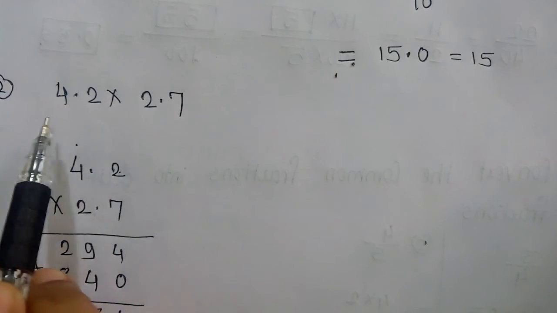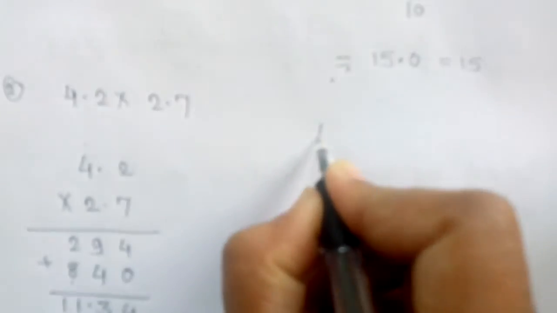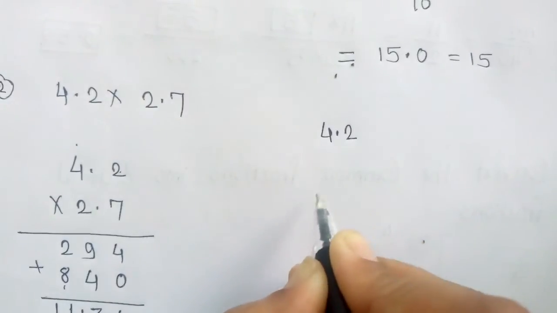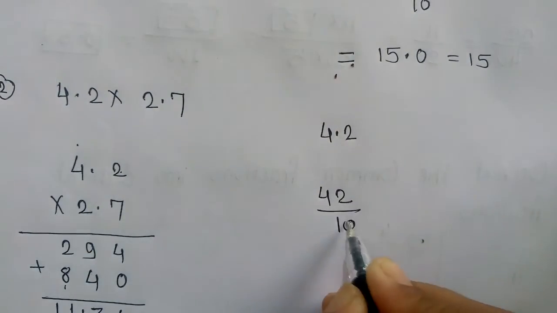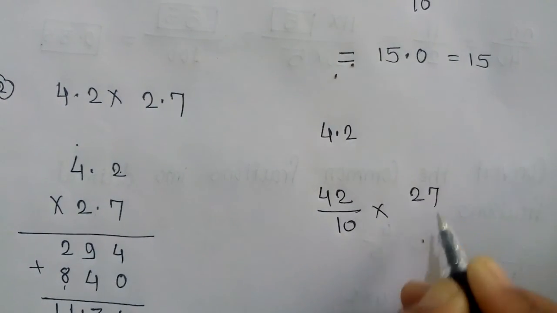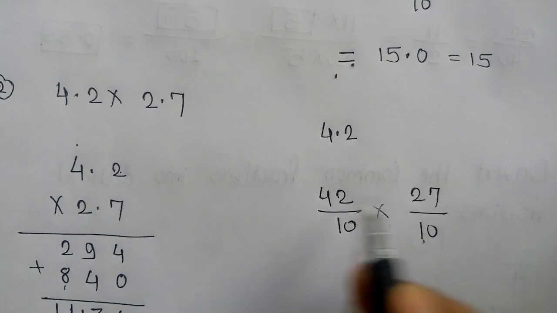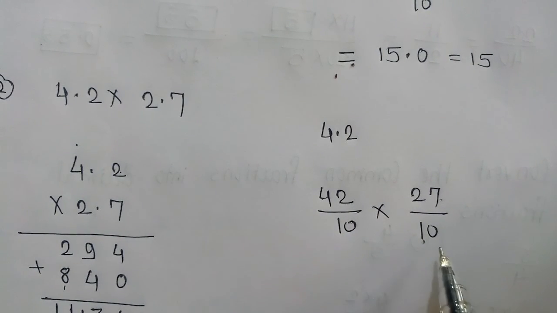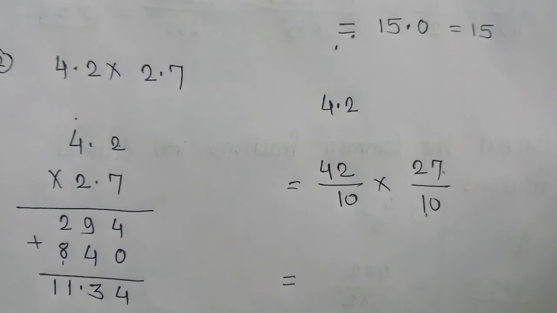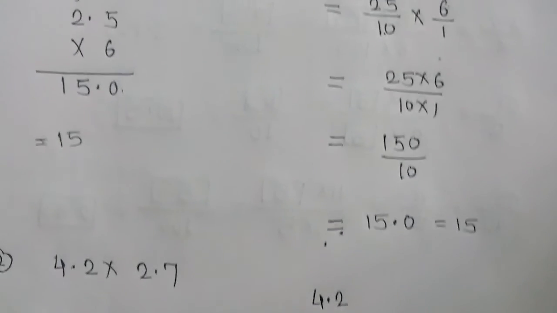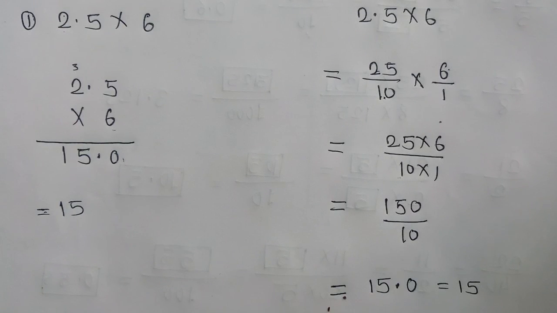So same way we can multiply these two also. 4.2 we can write as 42 upon 10 and this 2.7 we can write as 27 upon 10. Then multiply numerators, multiply denominators. Then you will get a common fraction and then you can give the decimal point to that number. Same way you can do any multiplication. So whichever method is simple, you can use that.